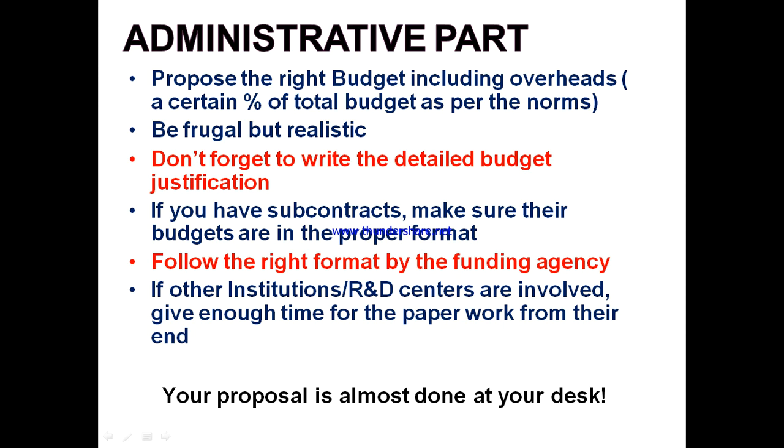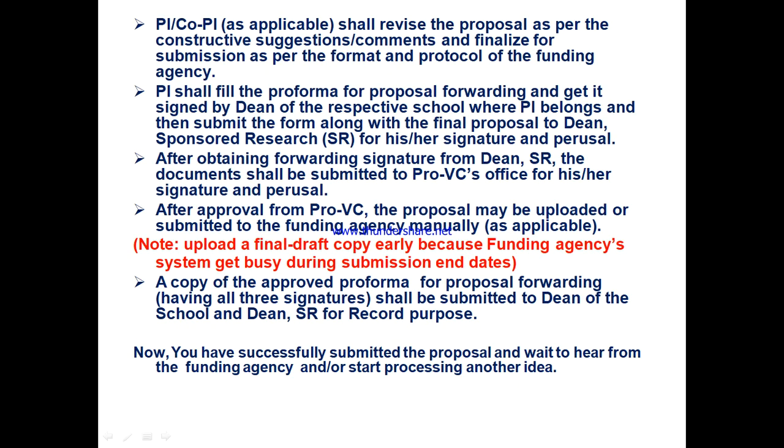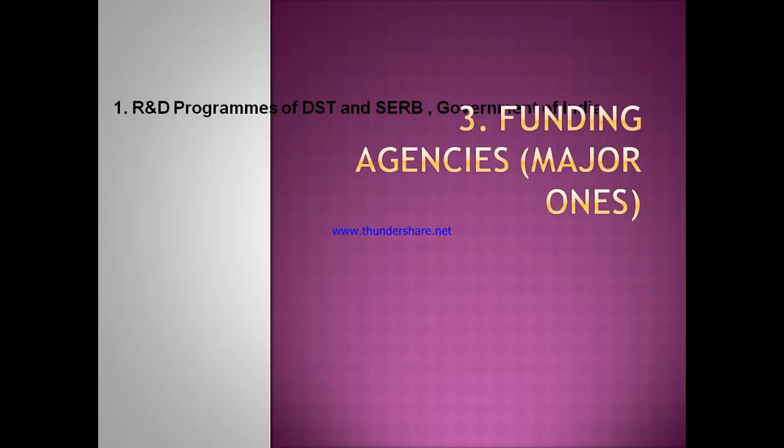If you have some contracts, make sure their budgets are in the proper format. Follow the right format given by the funding agencies. Whatever formats are provided, follow that format. If other institutions and R&D centers are involved, give enough time for the paperwork from their end. So your proposal must be almost done, desk ready. Then you have to decide the PI and co-PI. So you should have all these things.